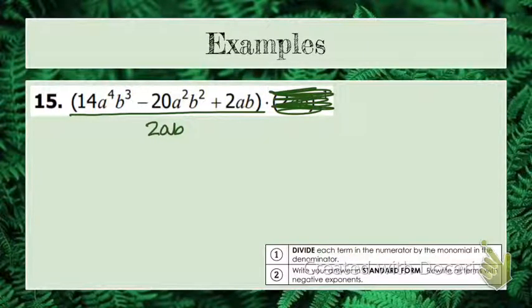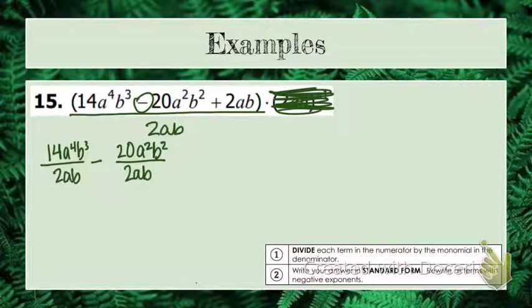And now we have something that looked just like number 13. So we're going to rewrite it. 14a to the 4th, b to the 3rd, divided by 2ab. And we always use these signs, so minus 20a squared b squared over 2ab plus 2ab over 2ab.